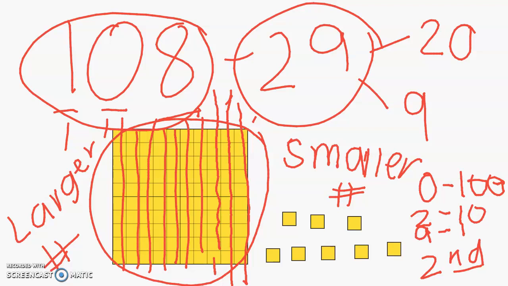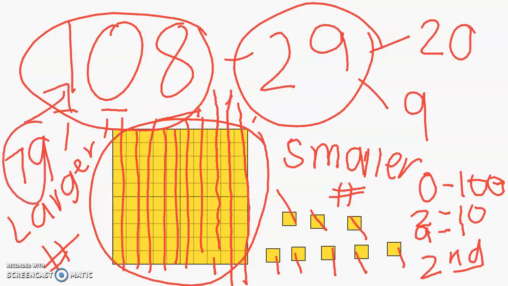Now we're going to count down here. 72, 73, 74, 75, 76, 77, 78, 79. So therefore, 108 minus 29 is 79, which is the remaining manipulatives left. And 79 is the difference between 108 and 29.